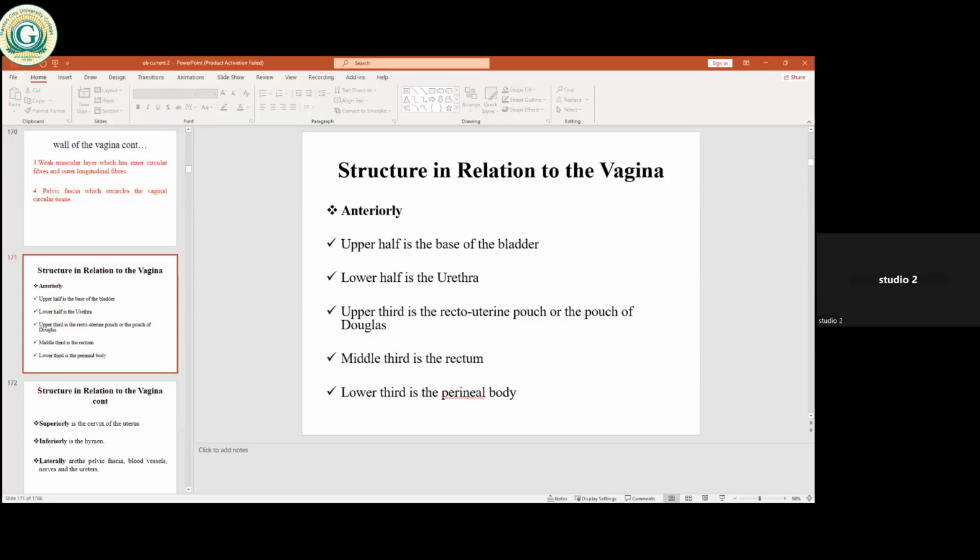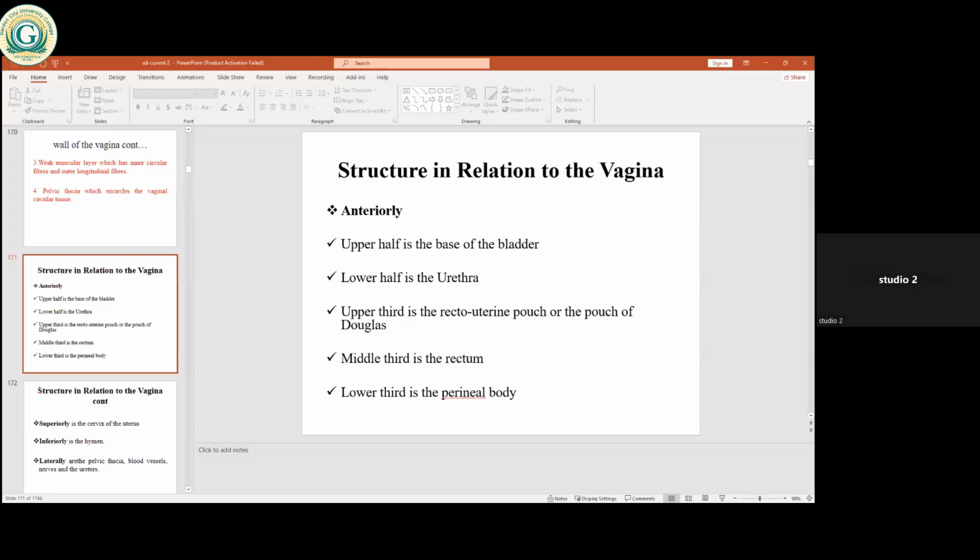Now, all the structures we do in obstetrics, in the course of our lecture, we should know that structures are not living alone. They are not there alone. There are certain structures surrounding them, which also play a part in the obstetric cycle, especially during labor. When you look at the anterior, a woman lying dorsally, and the tube of the vagina, on the top of the vagina, we call it anterior. Upper half, you get the base of the bladder. And then lower half, you have the urethra.